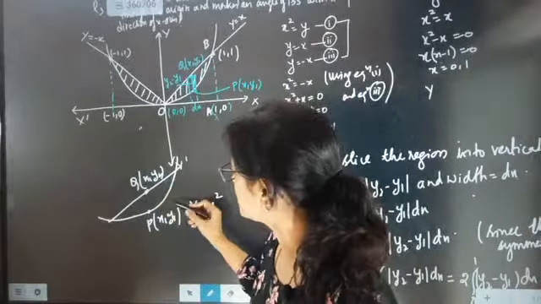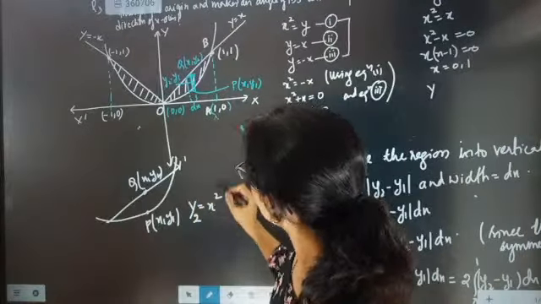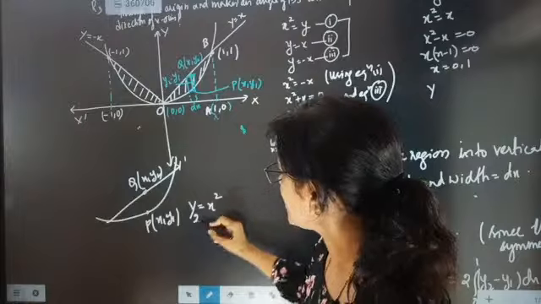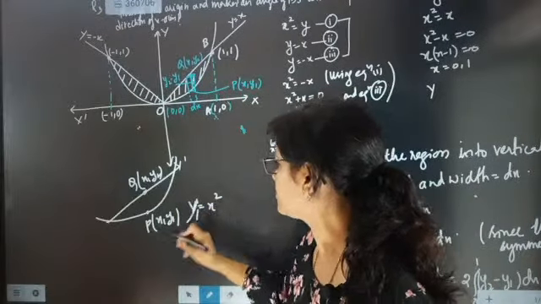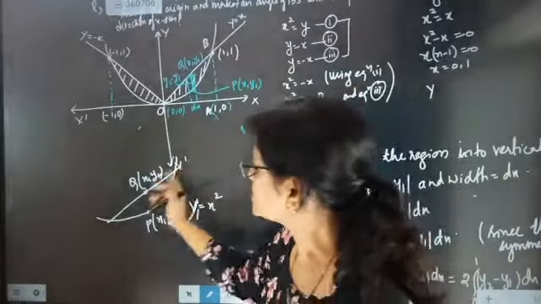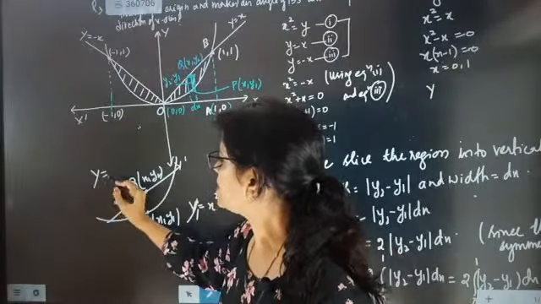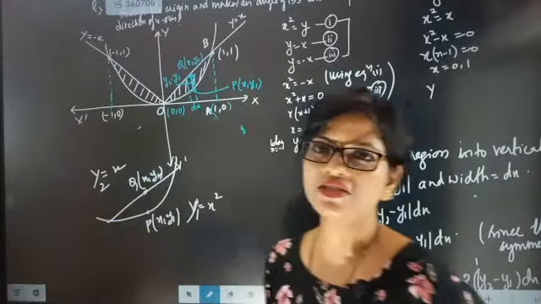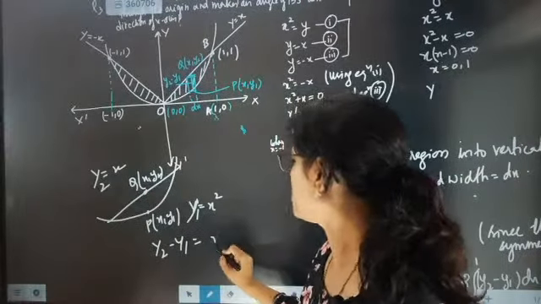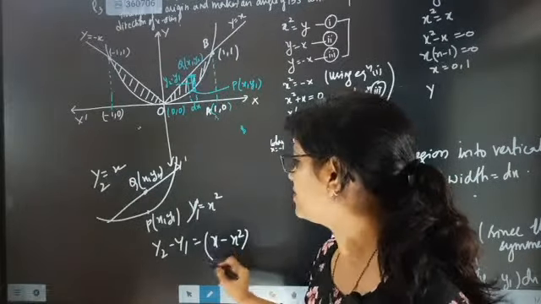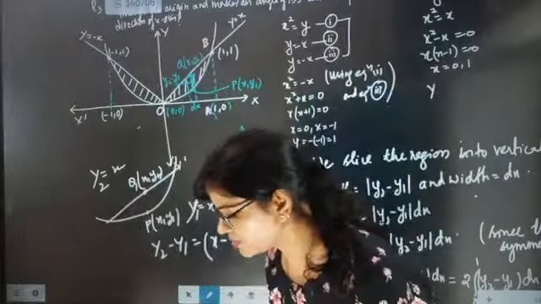Now the parabola equation is coming as this one. Point P is (x, y1), we have taken it. Now y2 is the line, so y2 will be equal to x. So now we have y2 minus y1, that is x minus x square, will be the part. X square minus x.